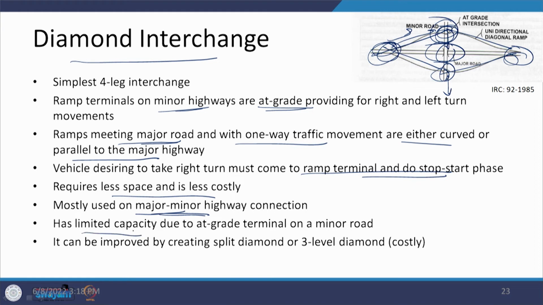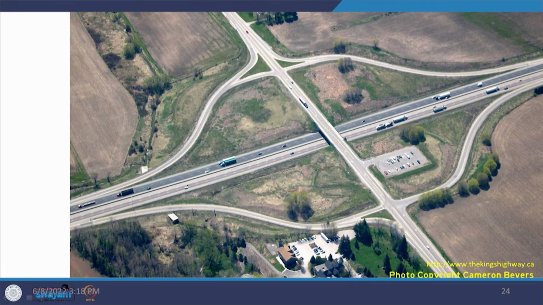It has limited capacity due to the at grade terminal on a minor road, and it can be improved by creating a split diamond or a 3-level diamond, but then it is going to provide the direct movements and it is going to be costly because of a leveled structure. So, here you can see whatever we talked about there. Instead of considering the way the traffic is moving on this one, let us consider the way the traffic moves in a country. So, the traffic is coming from this direction. It can take a left turn and go in this way.